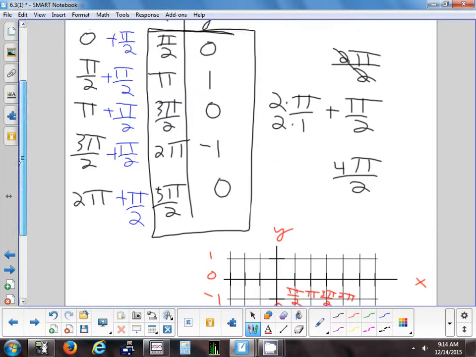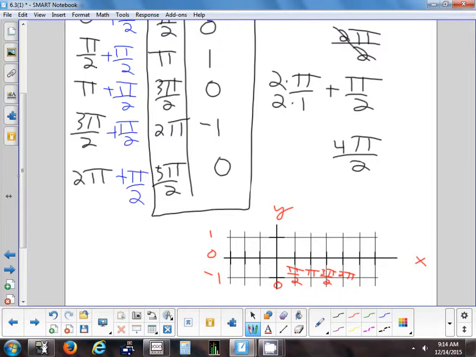Now we just plot our points. So pi over 2, we're at 0. Pi, we're up at 1. 3 pi over 2, back to 0. 2 pi, let's see, negative 1. And 5 pi over 2, I need to label that. Back to 0. Now just connect those points.